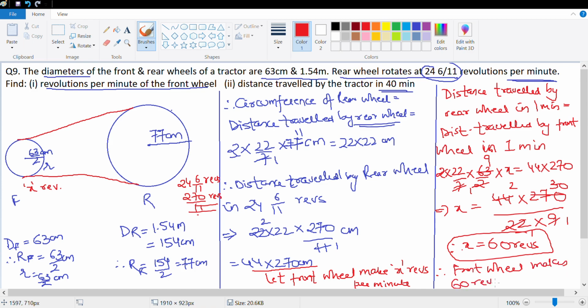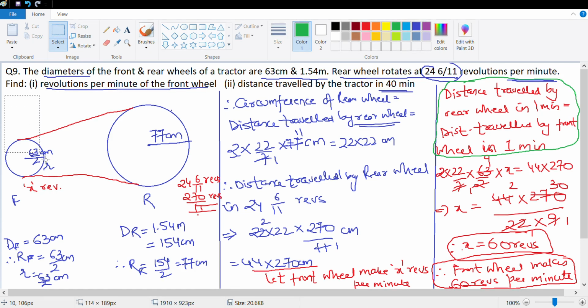60 revolutions per minute. So this is the important part of this question, of understanding that these two wheels of the tractor are interconnected, which means distance traveled by the front wheel will be equal to the distance traveled by the rear wheel if the amount of time is the same, which means in 1 minute both of them travel the same distance. Perfect. That still leaves one part of the question.